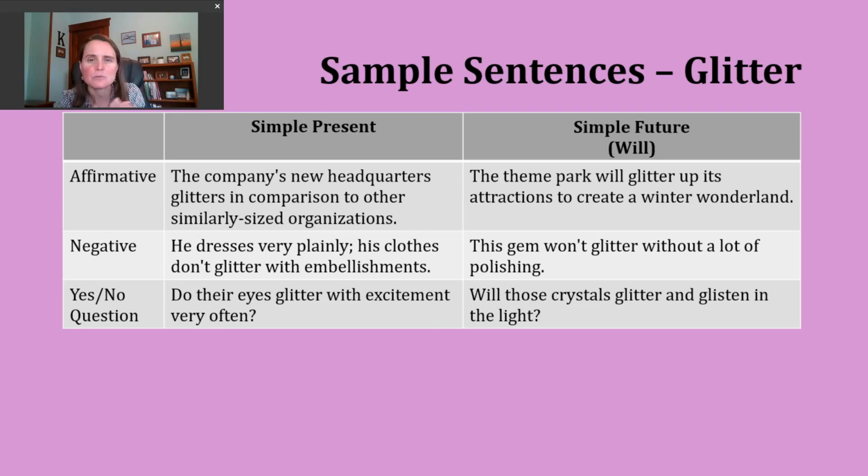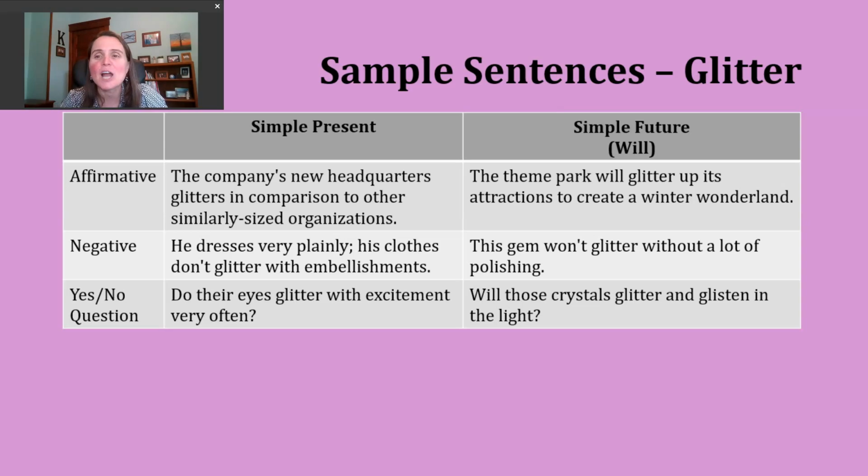So trying to clean it up, right, and that's what's going to allow light to reflect and cause that particular effect. Now let's look at making a yes or no question in the simple future. To do this, start with will, then you'll have your subject, and then the base verb. Here's the last example. Will those crystals glitter and glisten in the light? Right, so here maybe I'm asking someone to make either a prediction or a promise before I purchase something.